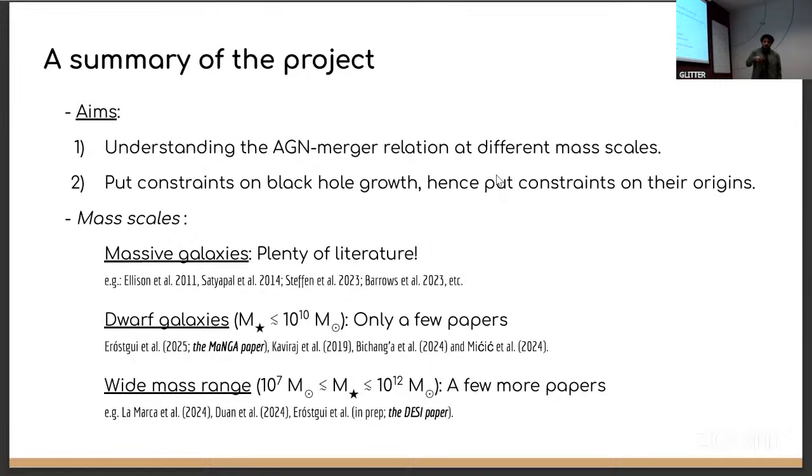By mass scale, I'm referring to the massive galaxy regime, in which there's plenty of literature already; the dwarf galaxy regime, in which there are only a few papers, including one that we put out earlier this year; and the intermediate mass range, where there are also a few more papers, but none of these are as detailed as the one I'm working on, which I'll be explaining.